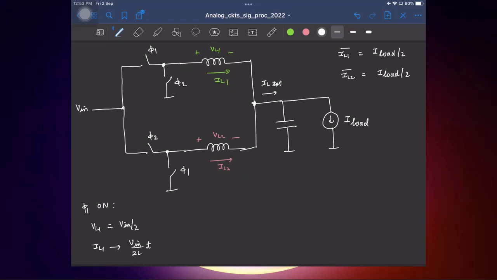What happens to VL2? Minus V in by 2. Right? Because when phi 1 is on, this switch is grounded, this voltage is still V in by 2. So you have minus V in by 2. So what can you say about the current IL2? That will ramp down with the same slope. So now when phi 2 is on, what do you expect? The roles will simply interchange, right? That's all. So let me just copy paste it.